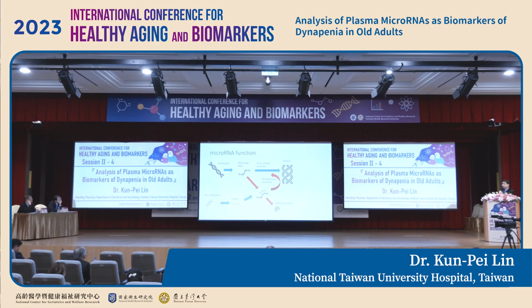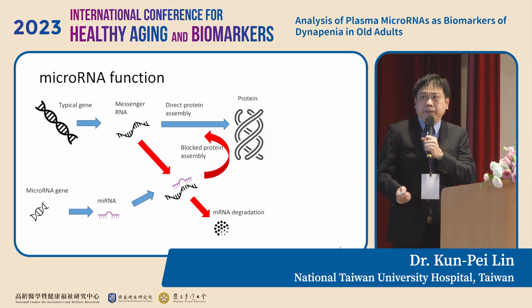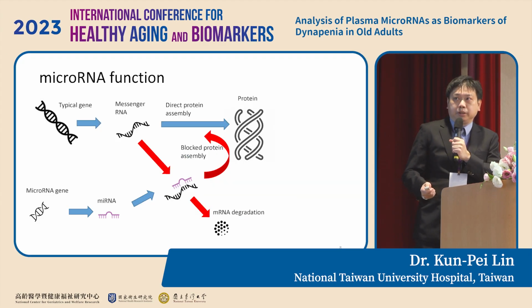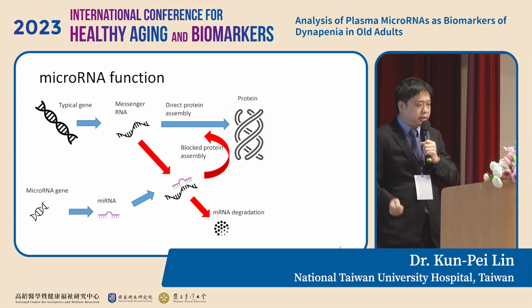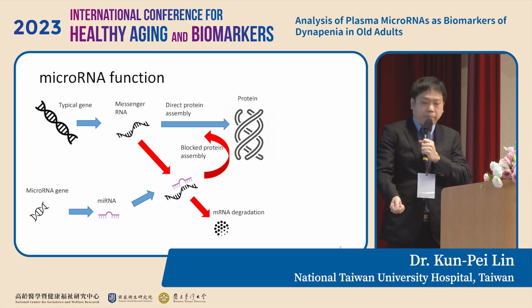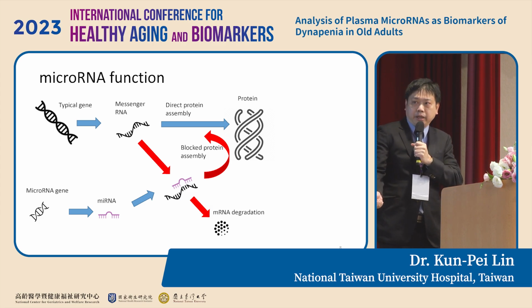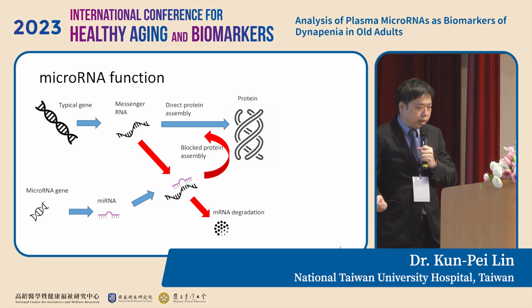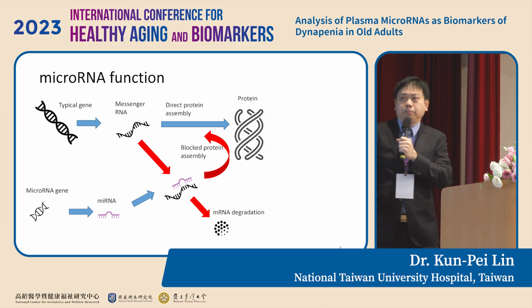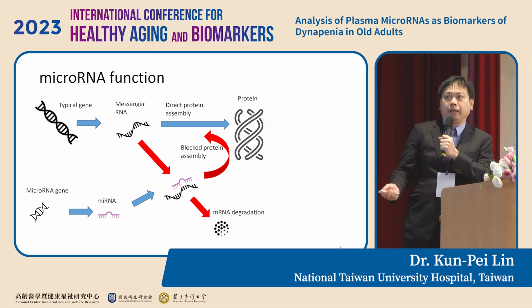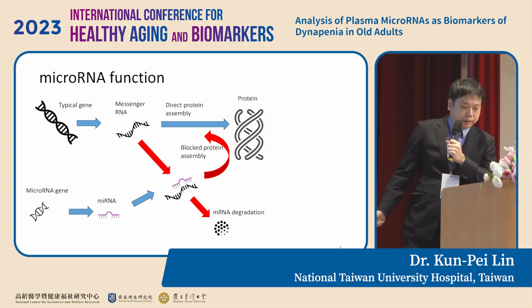This slide shows how microRNAs function in our physiology. Messenger RNA produced by a typical gene proceeds to the synthesis of protein. However, microRNA acts on the messenger RNA, leading to the degradation of the target. That will inhibit protein synthesis or block protein assembly.